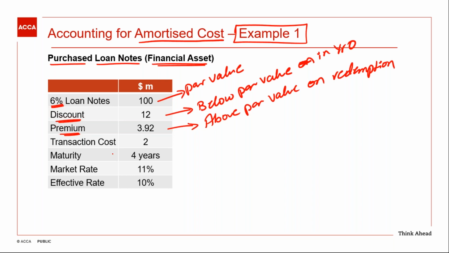Now the question further says that we have a transaction cost of $2 million. The maturity is 4 years. The market rate is 11% and the effective rate is 10%. Now can someone tell me what is the difference between the market rate and the effective rate? What is the difference between market rate and the effective rate?